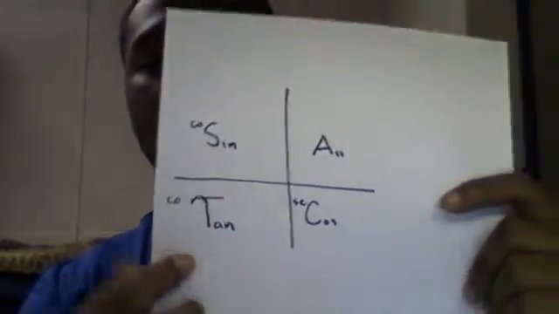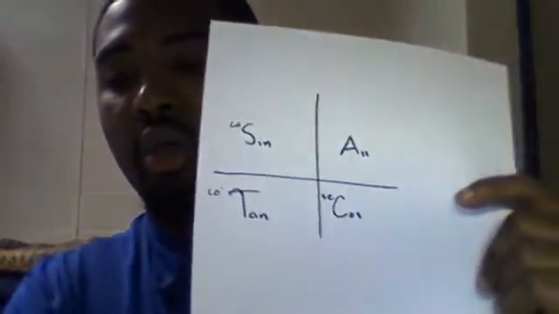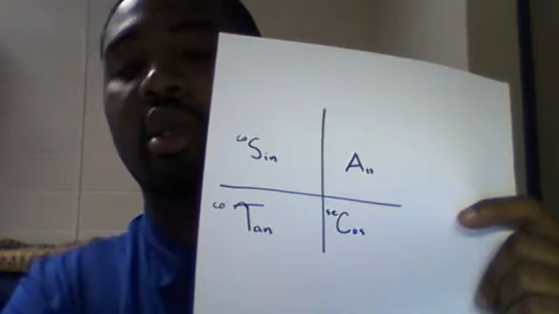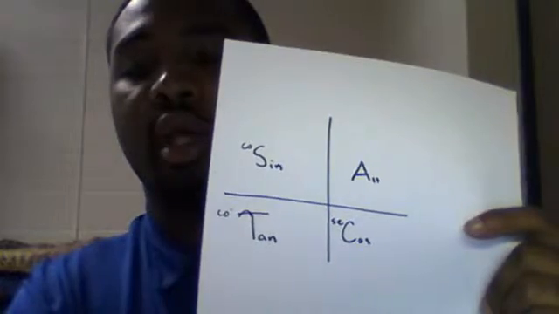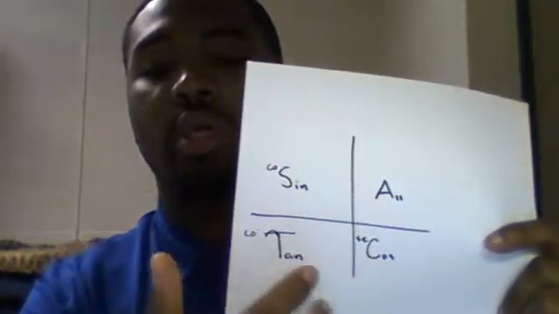However, you can't move too fast. You have to know the acronym All Students Take Calculus. And it goes, so this is quadrant 1, All, where all the trig functions are positive. So cosine, sine, and tangent, they will all be positive in this quadrant.